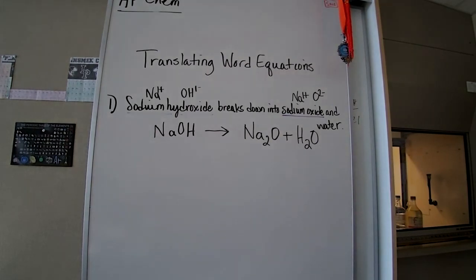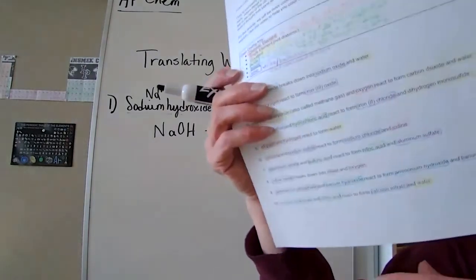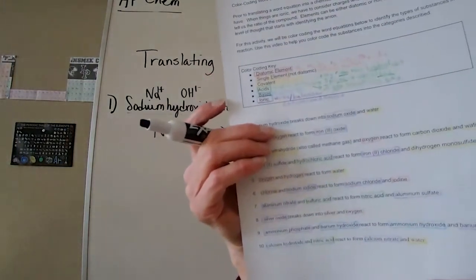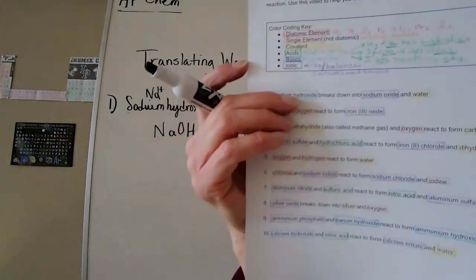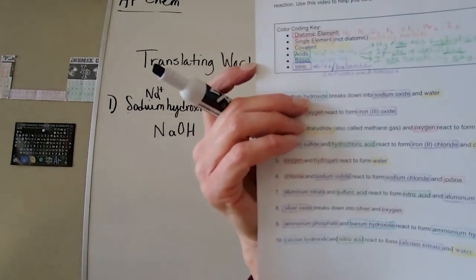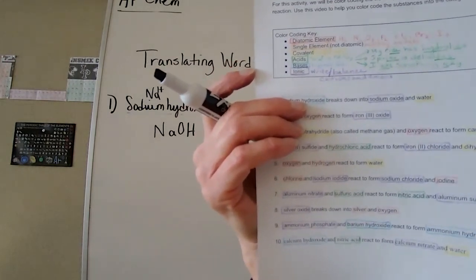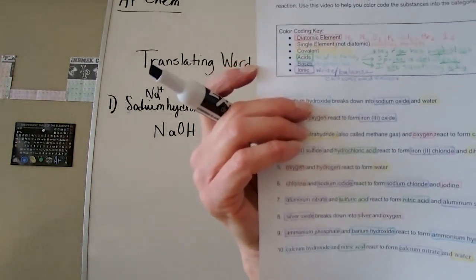Your assignment now is to complete the rest of these reactions and write them, translating them from word equations into chemical equations onto a piece of paper, and then you'll be submitting that after you are finished.